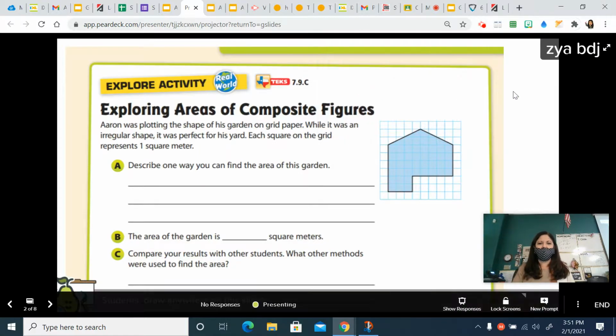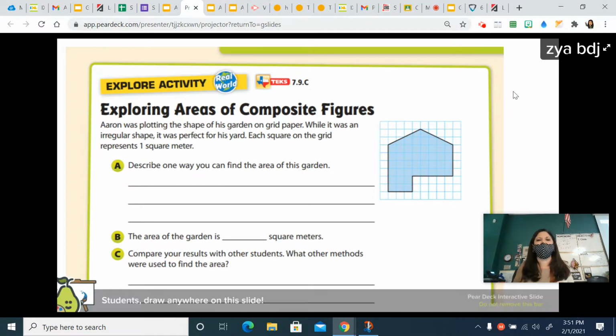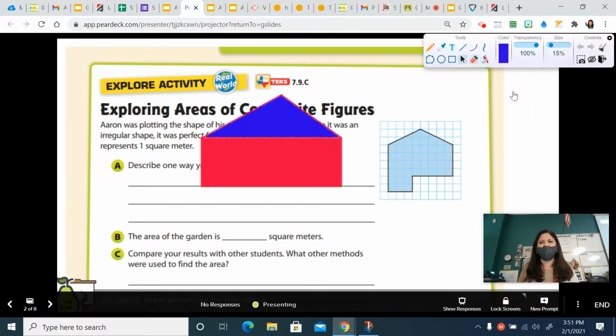So for this one, first thing we're going to do is just figure out what are different ways we could look at a shape and decide how can we separate it to make shapes that we are familiar with. So what are some shapes that we're familiar with? We know how to find the area of a rectangle, right? And what else?